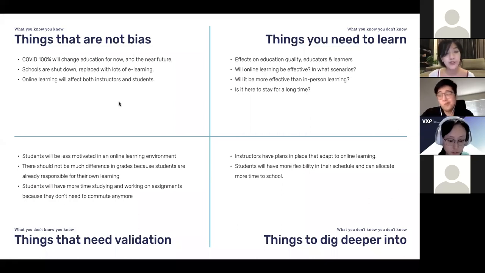And then for things that I don't know I know, let's say I assume that students will be less motivated in an online learning environment, because that can be the case for myself or a few other people that I talk to, but this does not make it true. I still need to do more research to confirm the idea. And finally, what you don't know you don't know. It's very hard to say, but my advice is to really dig really deep, and you'll keep finding out about more information later on.